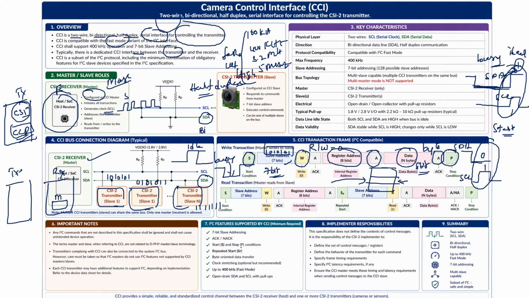Same way, these are the features: 7-bit address, ACK, start and stop control, start repetition. This start repetition we are having.